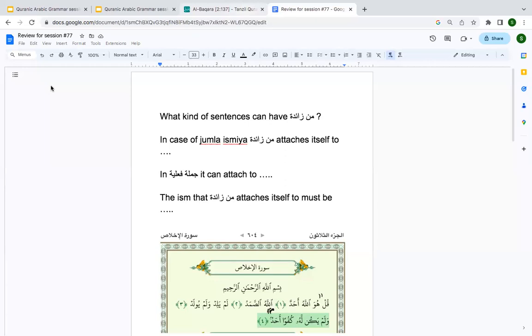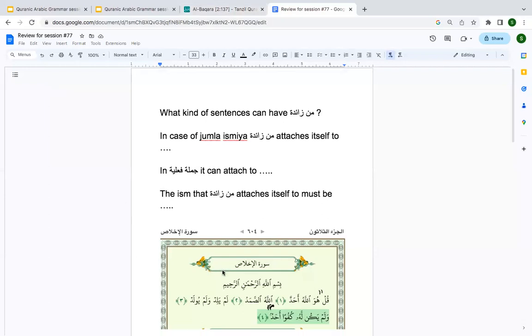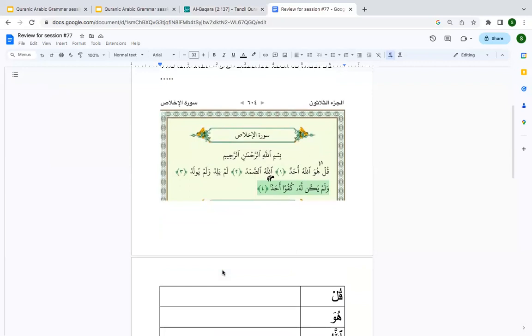Is this clear to everyone? The ism that min zaida attaches itself to must meet one condition, right? It must be nakira, it must be common, barakallahu feek, right? Everyone understood that? No confusion so far? Okay, so I don't see any answers. I hope everyone understood this, right?